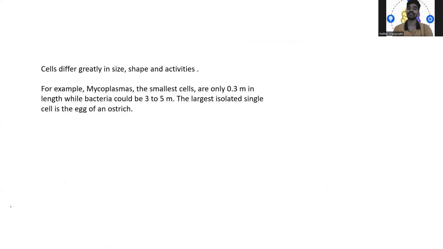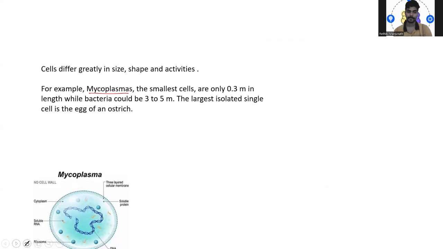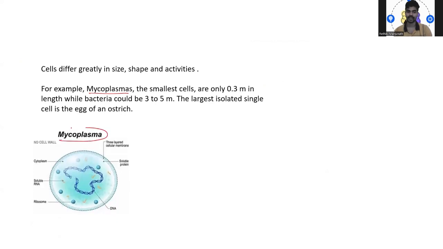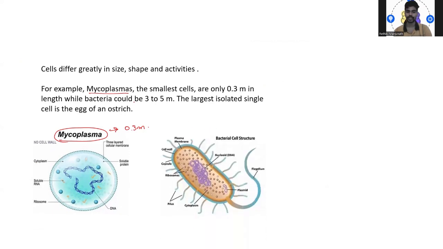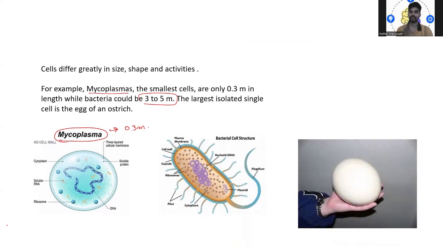Cells differ greatly in their size, shape, and also their activities. For example, mycoplasma is the smallest cell, which measures about 0.3 micrometer in length. Bacteria is another cell, which measures about 3 to 5 micrometer in length. The largest cell is the ostrich egg cell. Even though it is considered a single cell, it is the largest and biggest cell.